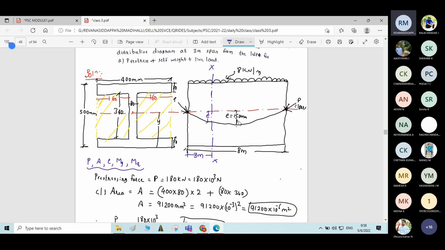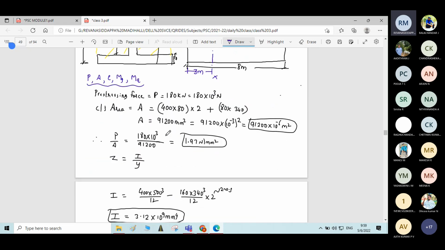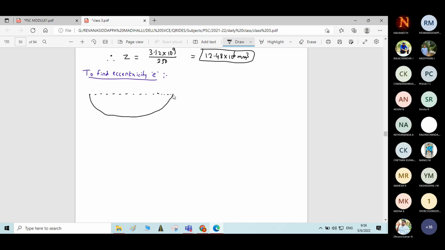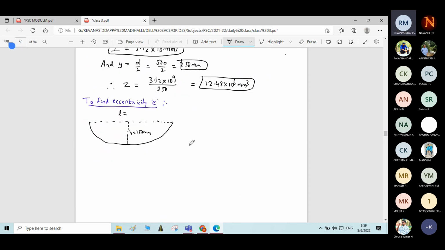If you substitute 150 mm, then you are going to calculate stresses corresponding to the center of the span. But we are interested in finding stresses corresponding to the point at a distance of 3 meter from the left support. So we have to find this eccentricity. Now the question is how to find it. Let me write this cable profile once again here. So for the parabolic cable, at the center h is equal to 150 mm. Overall length of the beam is how much? 8 meter. Let me write it in millimeter: 8,000 millimeter overall length.